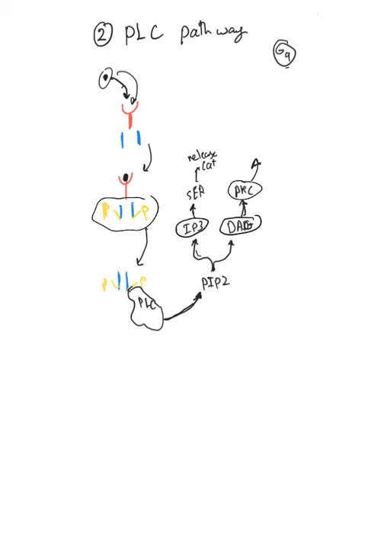Same idea for IP3. It goes to the smooth endoplasmic reticulum, where it will increase the openness of the calcium channel, making calcium get out. And as you know, calcium is a second messenger. It goes through cascades until it reaches the nucleus, and gene expression will be altered.